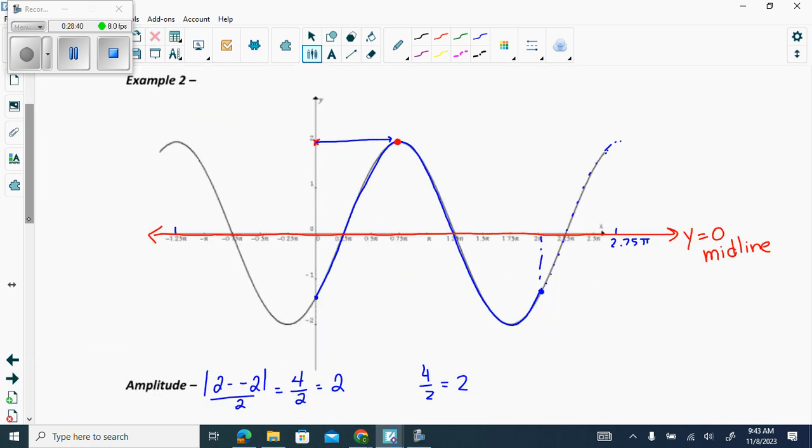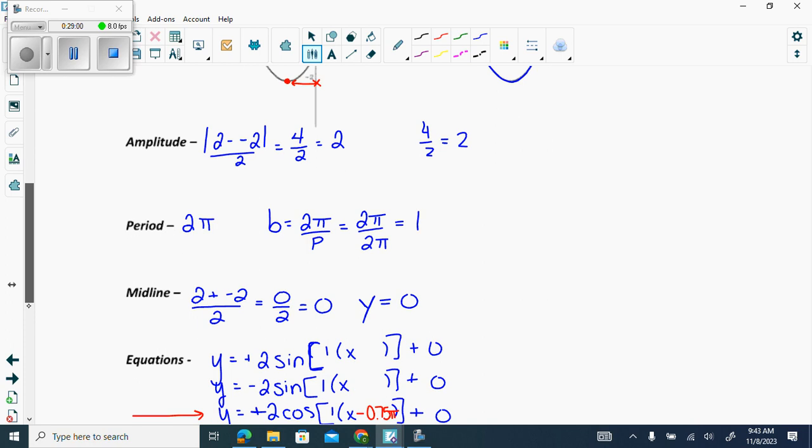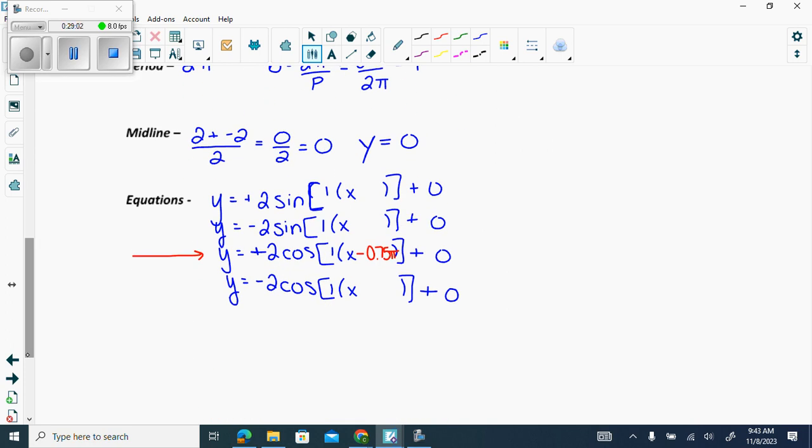Okay, what about this one? Here's my minimum. Is it on the y-axis? No. What did I do to get there? I went 0.25 pi to the left. So how do I put that into my equation? Add 0.25 pi.